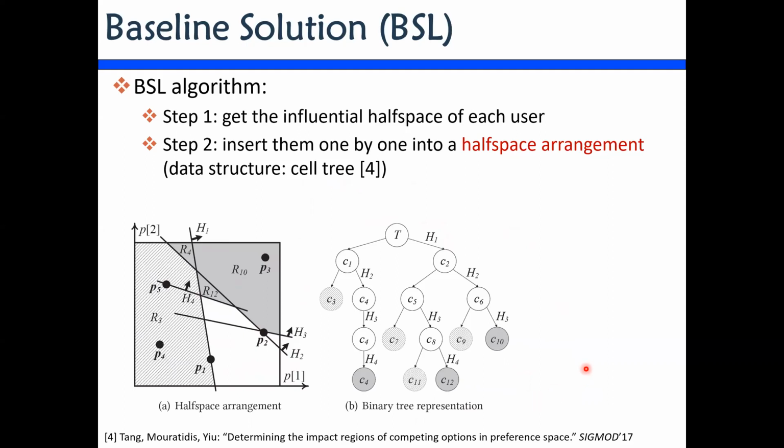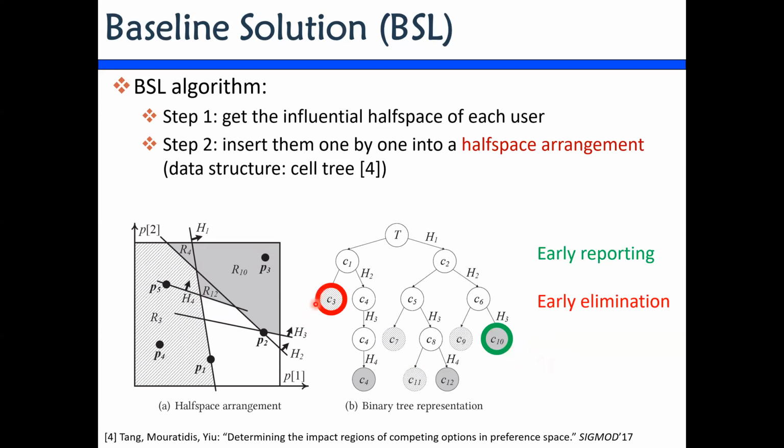Now, as we keep inserting influential half spaces one by one, we may encounter some partitions that already are found to cover the desired number of m users, meaning that we might find partitions like this R10 here that corresponds to this cell C10 that already are found to be included in enough influential half spaces. So these ones are reported early, meaning that we just output them and we don't bother with further splitting them.